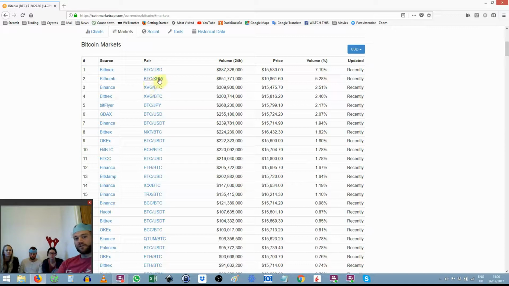This one's Korean won. So the Koreans are going crazy about Bitcoin at the moment, because the volume for the US dollar, which is like America and most of the rest of the world, is 887 billion. Wow. But the Koreans are doing 651 billion today. And it's not like many other countries use Korean won, like we do with US dollars.